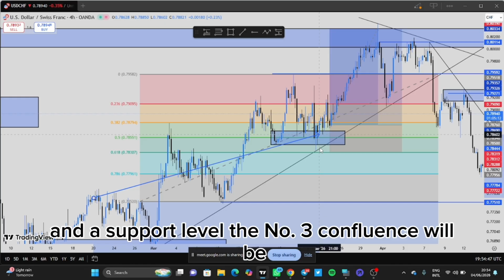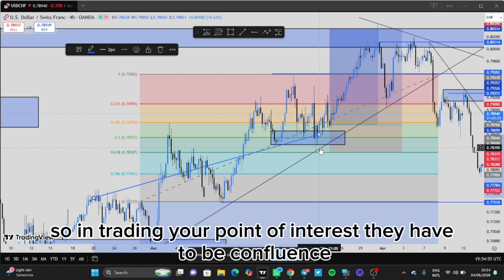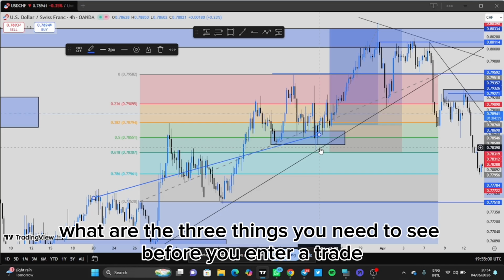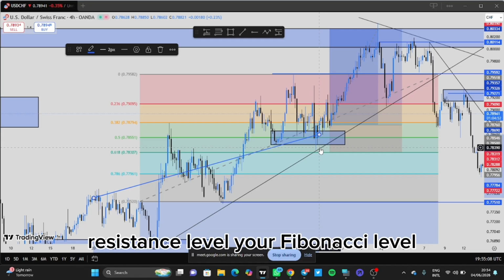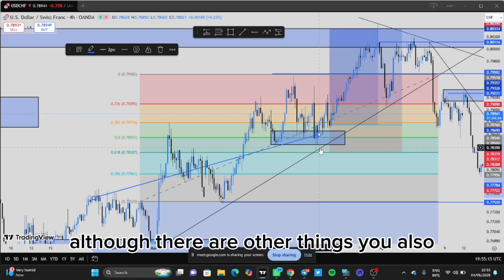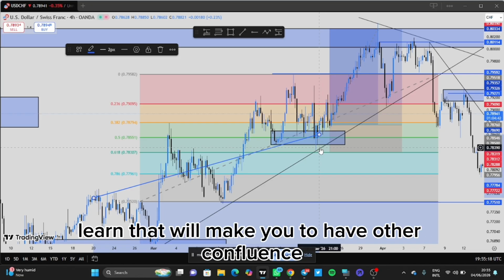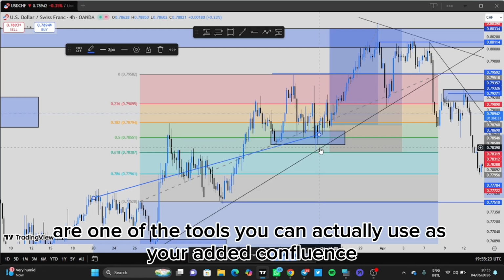The number 3 confluence would be how the candlestick reacts at that zone. So in trading, your point of interest will have to have confluence. There has to be confirmation. What are the 3 things you need to see before you enter a trade? And that is these things I just mentioned: your support level or resistance level, your Fibonacci level, and the candlestick reaction, in line with the structure. Although there are other things you also learn that will give you other confluence. But as a trader, you need to understand that these Fibonacci tools are one of the tools you can use as your added confluence.